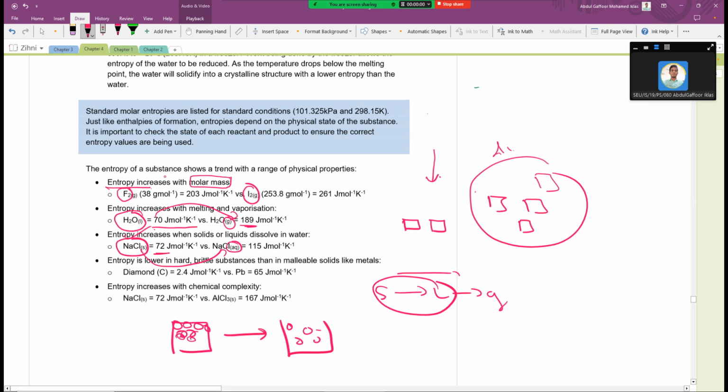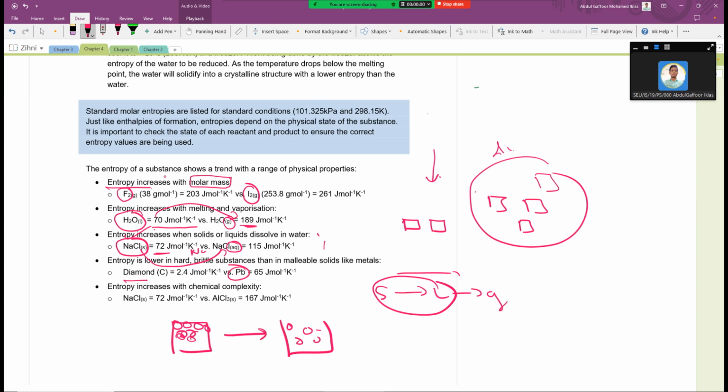Again, diamond, and now this is about malleability and ductility. Entropy is lower in hard, brittle substances than in malleable ones. For example, can you just tell me a brittle substance? For example, sodium. For that, the entropy will be lower. For malleable substances, for example iron, and here they have given diamond and lead, the entropy will be higher, right? But you don't need to remember these values, right?